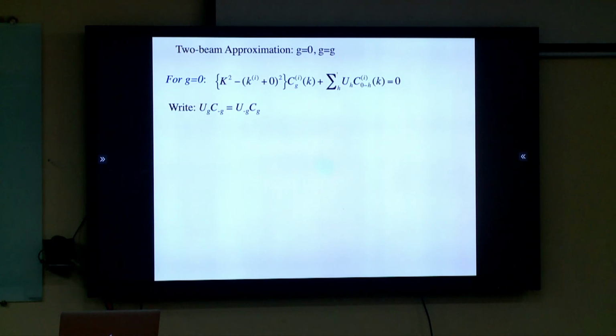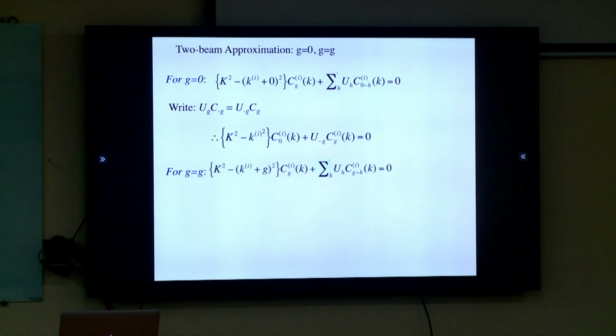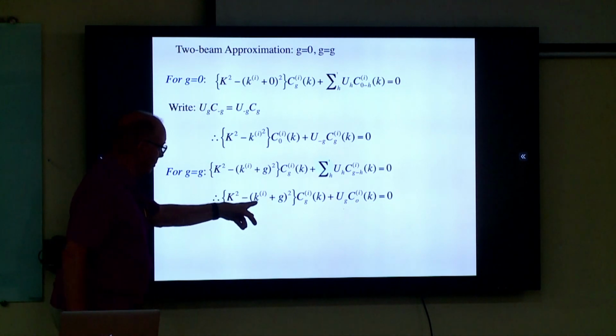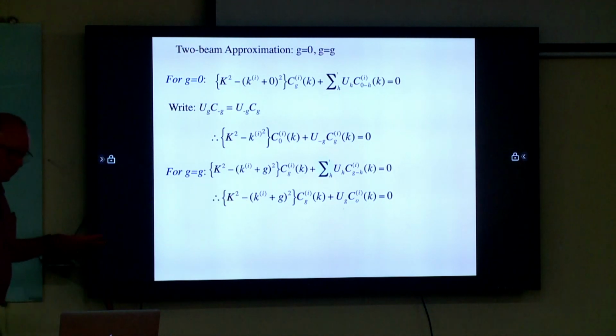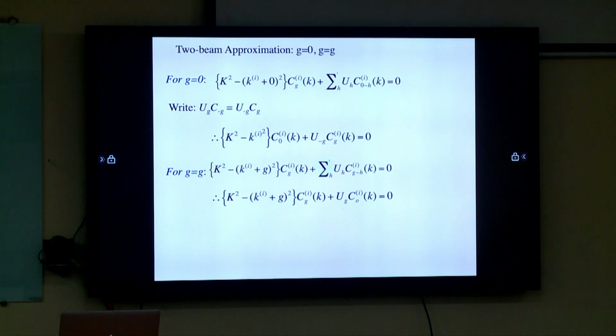This is standard dynamical theory type stuff. And so now we can get an equation like that. For g equals G, we're going to end up with a different set here because we've got K plus G. And these are the wave vectors of our Bloch waves. This is the wave vector of the electrons when they've entered the foil, but they haven't yet started interacting with the crystal potential.